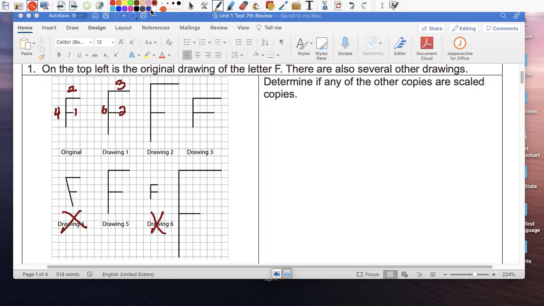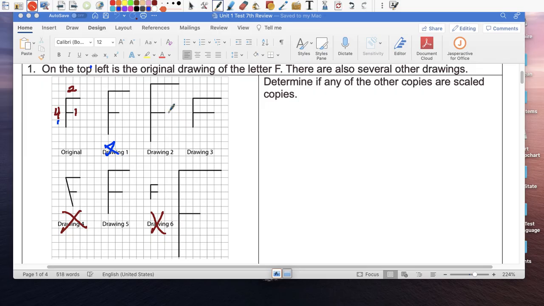Well, I can tell you that. How do I get from 2 to 3? 2 multiplied times what is 3? It's 1.5. 4 times 1.5 is 6, but 1 times 1.5 is just 1.5, not 2. So this fails. So this was okay, and that guy failed. So we can erase all this. I can tell you that this guy is a no. So drawing 1, not a scale copy.